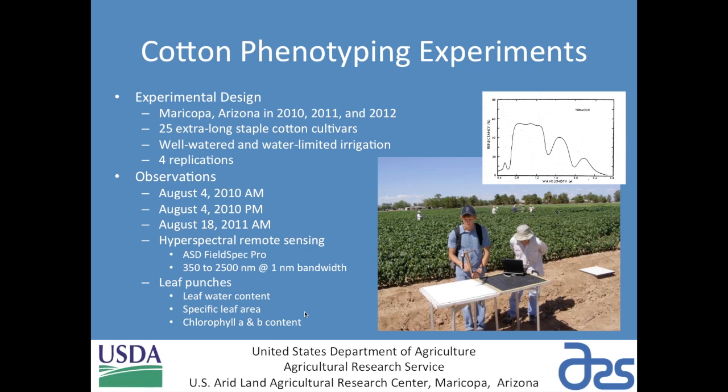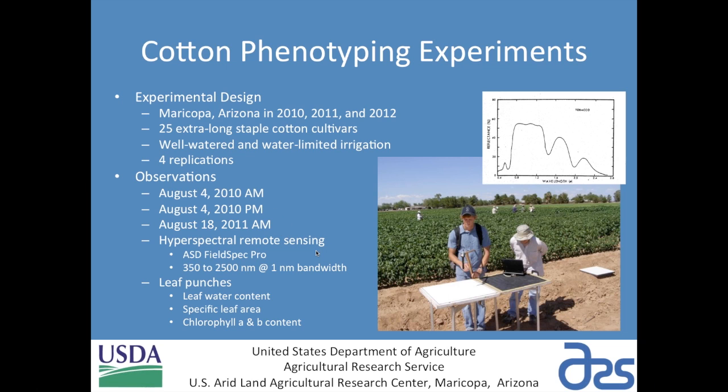So here again is a little bit of a summary of our field experiment. We have 3 years of data from 2010 to 2012, well-watered and water-limited irrigation on cotton and many different cotton cultivars. I'm going to be focusing here on observations collected in the AM and PM on August 4th and in the AM on August 18th, 2011, 2 different years.